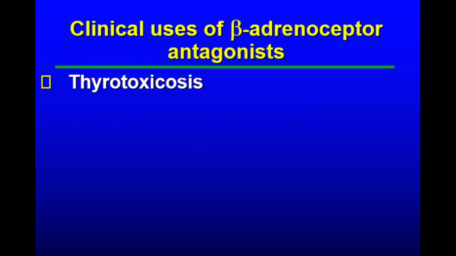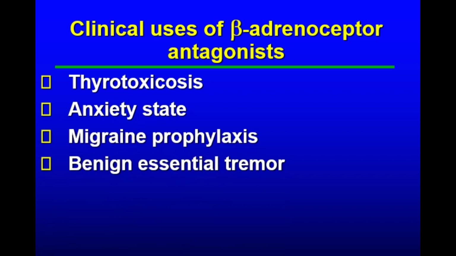Other clinical uses of beta-adrenoceptor antagonists include treatment of thyrotoxicosis. Beta blocker controls tachycardia. Propranolol is used as an adjunct to antithyroid drugs. Anxiety is accompanied by tachycardia and tremor. Low dose of propranolol is useful. Migraine prophylaxis and benign tremor are other clinical applications for beta blocker.